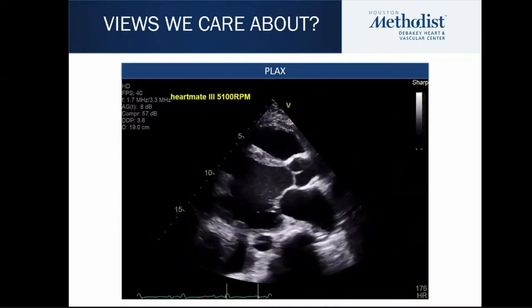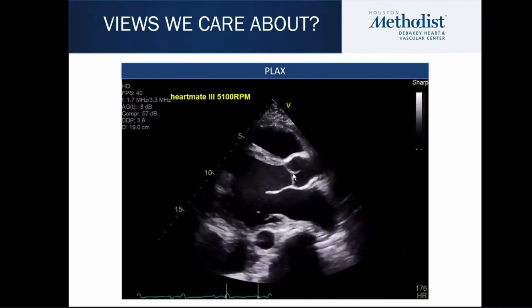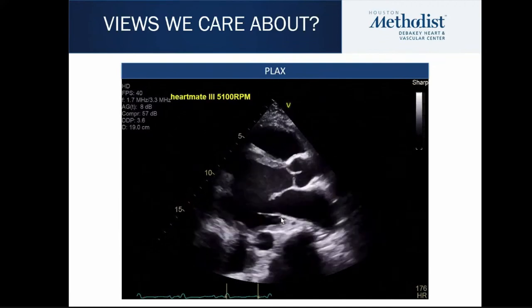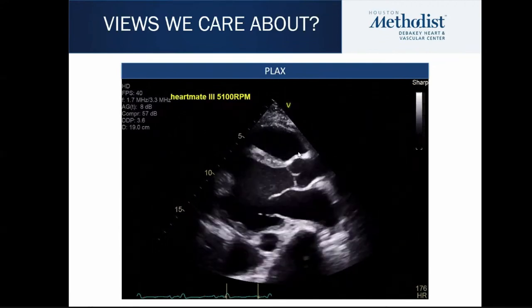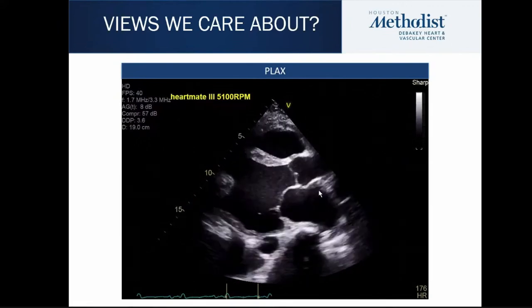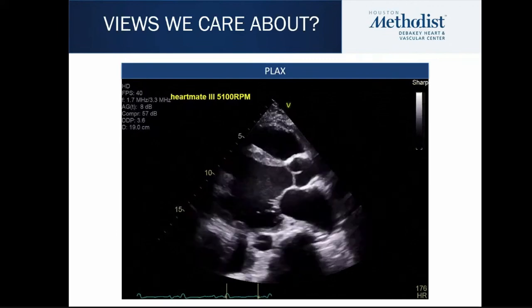And then the other important things to look for in this particular view with color Doppler are regurgitant lesions, including AR and mitral regurgitation, because those can be signs of unloading. And in addition to that, looking at this right ventricle, what is the function of this right ventricle? In just the parasternal long view, we can see a lot of this information.